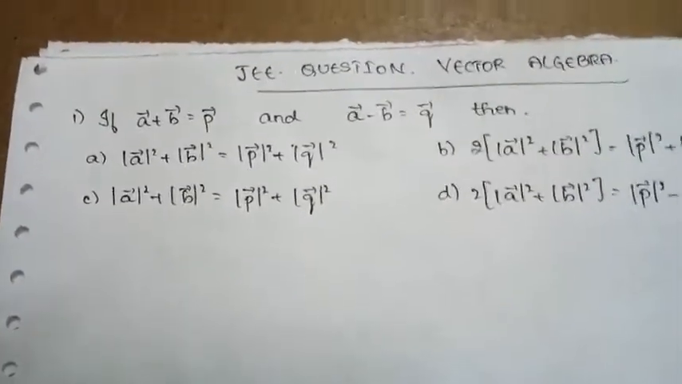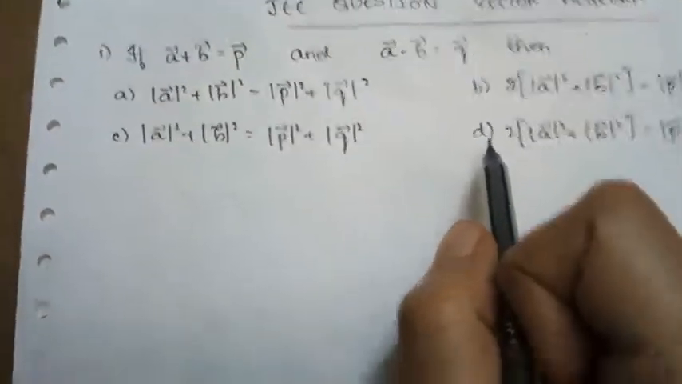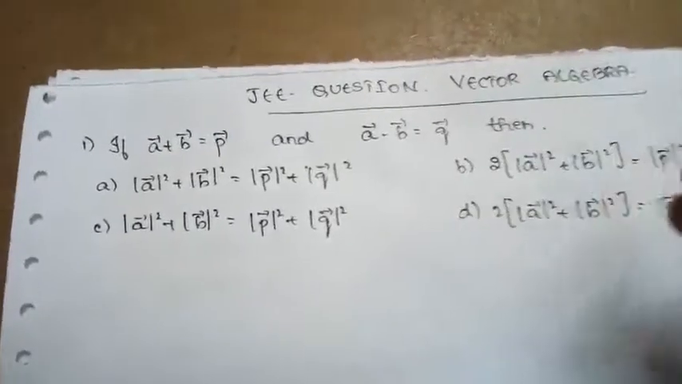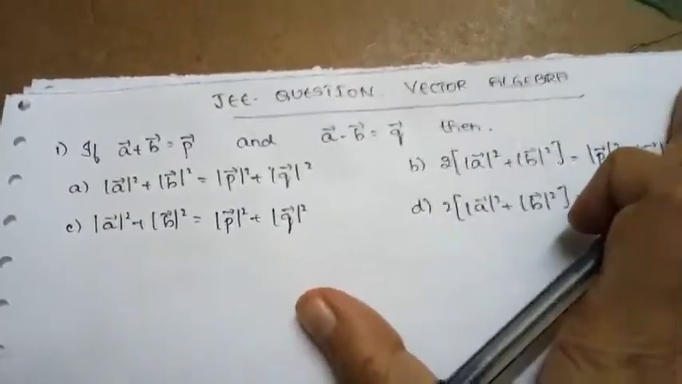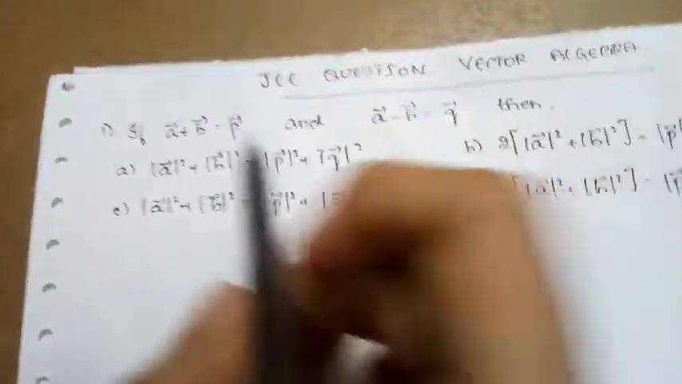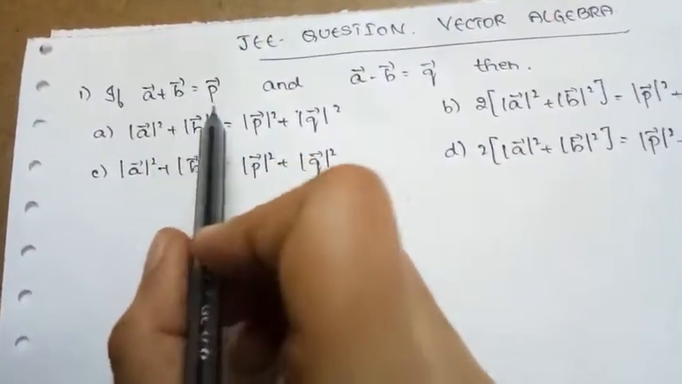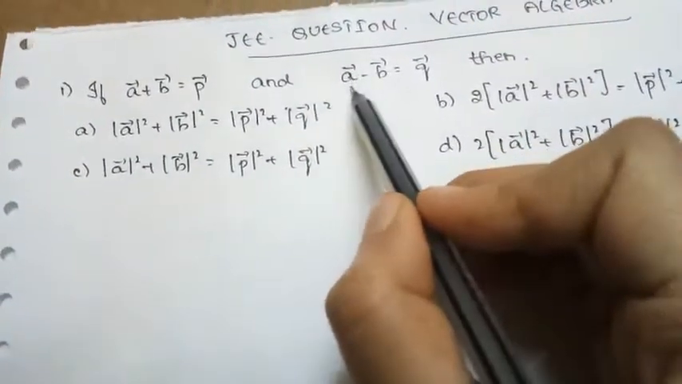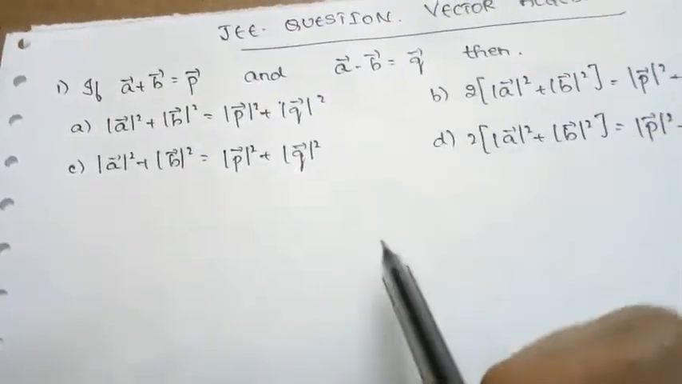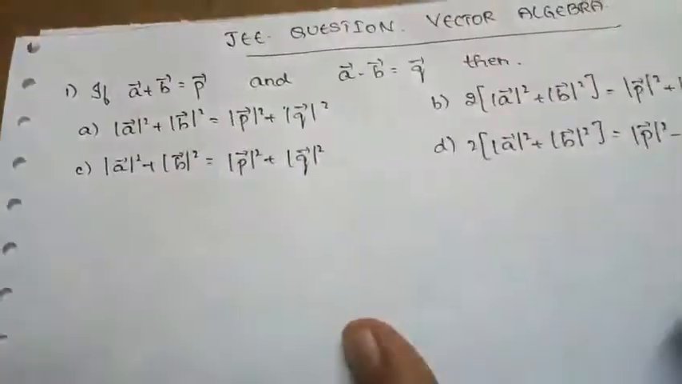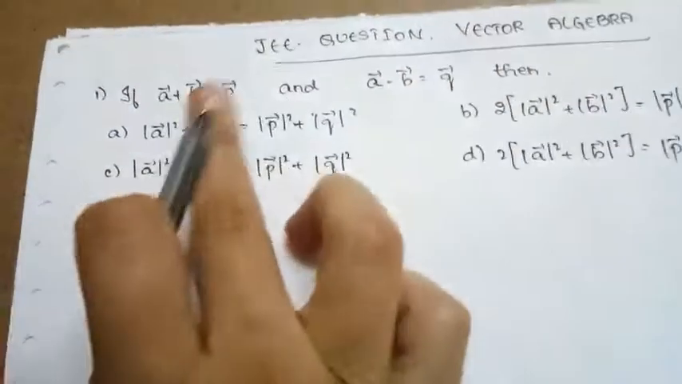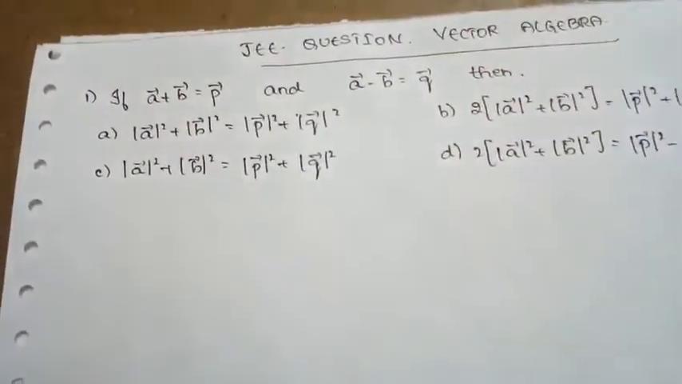Hi students. So today in this video session, let us solve a few JEE questions purely based upon the vector algebra concept. In the first question, they have given: if vector A plus vector B is equal to vector P and vector A minus vector B is equal to vector Q, then which of the following equations is going to be satisfied with these above two conditions.